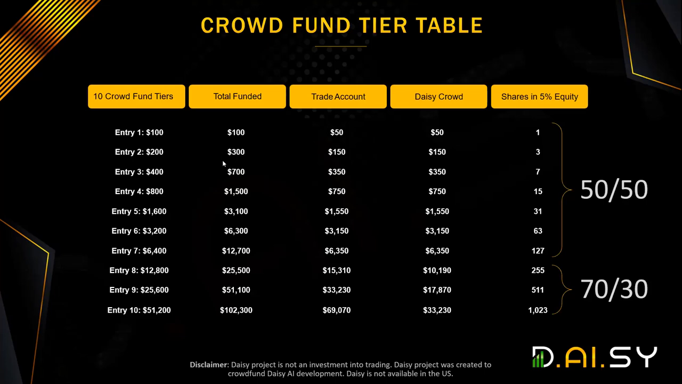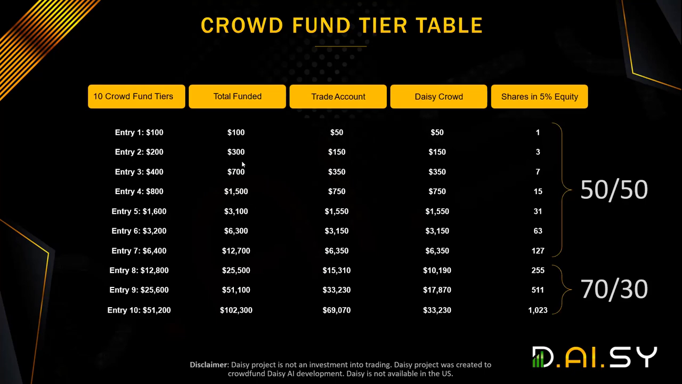$300. If you want to be at tier five, even though it shows that tier five is 1600, because you have to buy all the tiers that come prior to tier five, your total expense is going to be 3100, and so on. So it goes all the way like that to tier 10, which is a total expense of $102,300. So that is how you understand this.